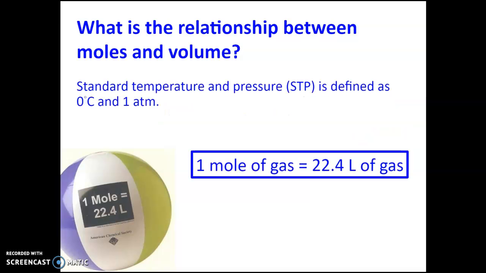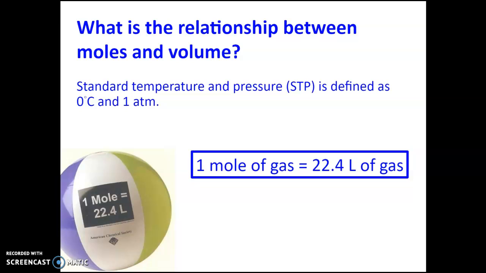So this constant that I was talking about, the standard temperature and pressure, STP, is defined as being 0 degrees Celsius, so the freezing point of water, and 1 atmosphere. And 1 atmosphere is the average pressure at sea level. So the average atmospheric pressure at sea level. So under those conditions, 1 mole of gas is equal to 22.4 liters of gas.